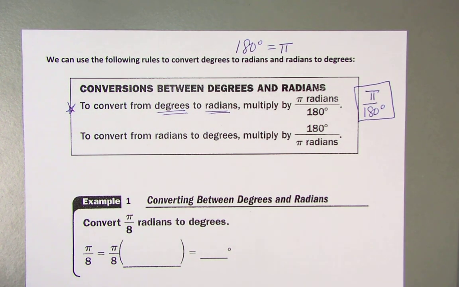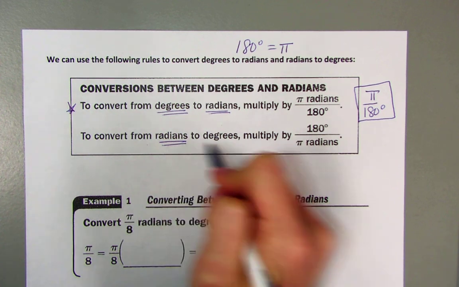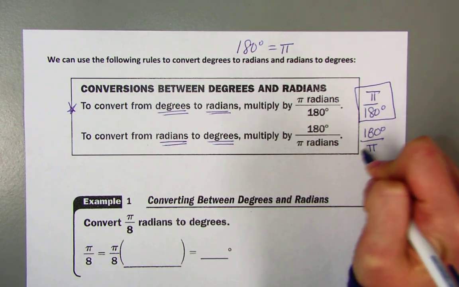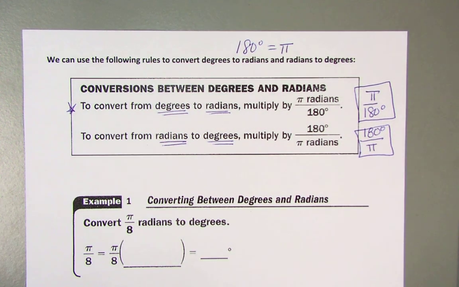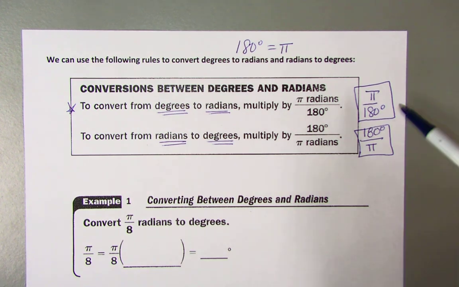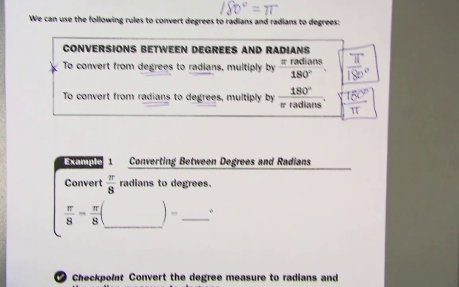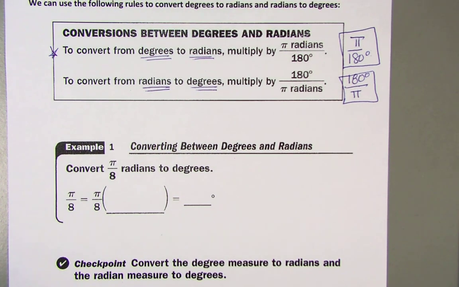And if we're converting between radians and degrees, so we're going the other way now, we can write it as 180 degrees over pi, and we'll talk about this in just a second. So there's 2 conversions that we can use depending on what we're trying to convert to. Remember, degrees and radians mean the same thing, kind of like fractions and decimals, but they're in 2 different forms. They take on the same meaning, and we can convert easily between the 2 using these 2 conversions depending on what we're trying to do. So let's look at example 1, converting between degrees and radians.